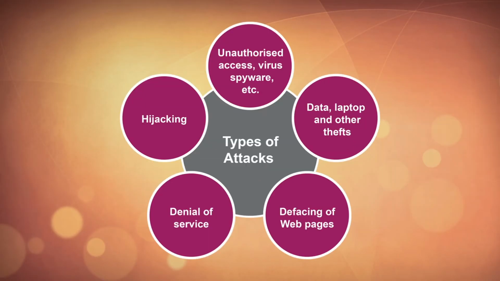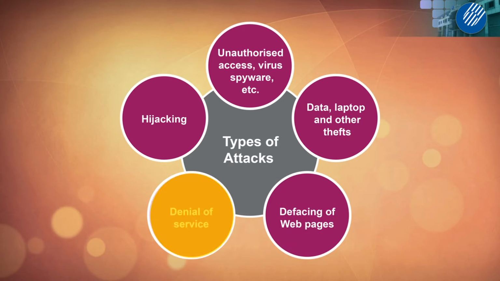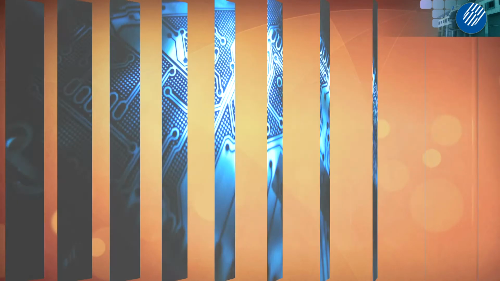Let's look at the system downtime. Downtime is the period of time during which information system is not available. This is extremely expensive to organizations. Many hackers try to interrupt online businesses daily. The types of attacks include unauthorized access, viruses, spyware, etc. Data, laptop, and other thefts, defacing of web pages, denial of service, hijacking, and many others.